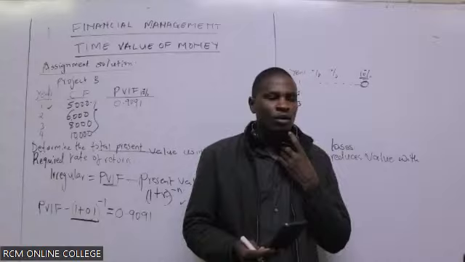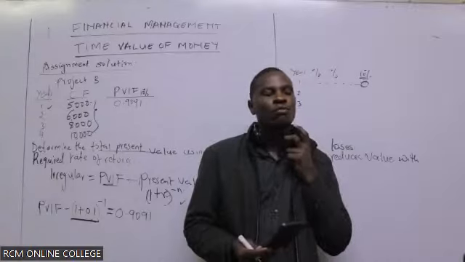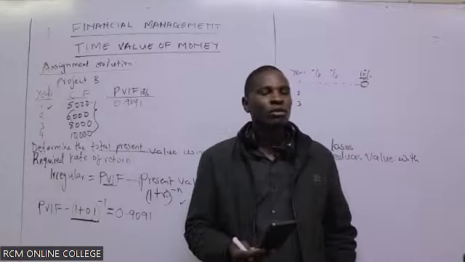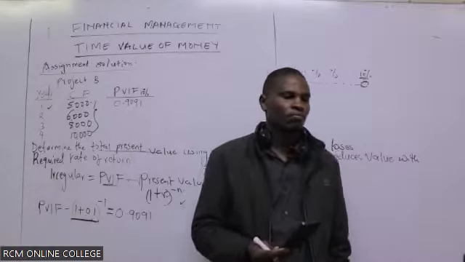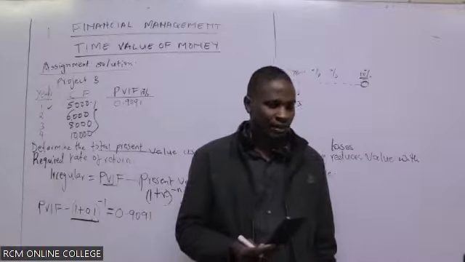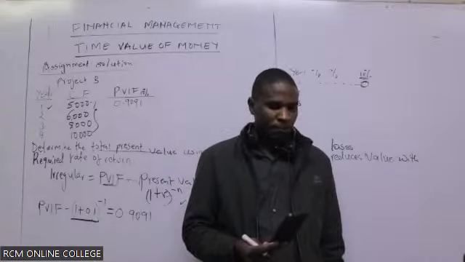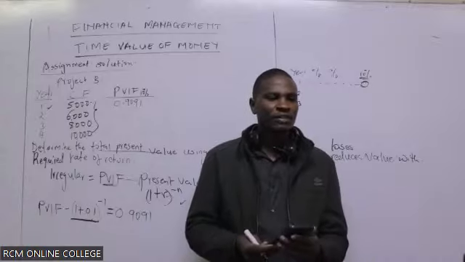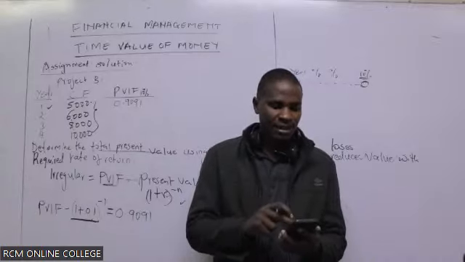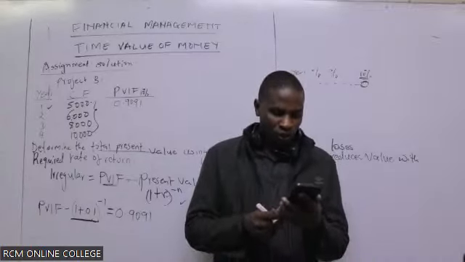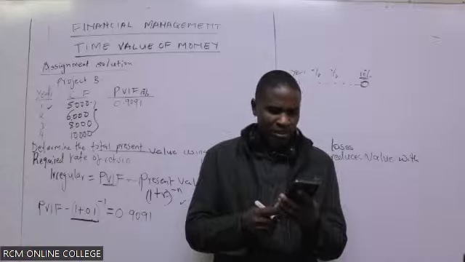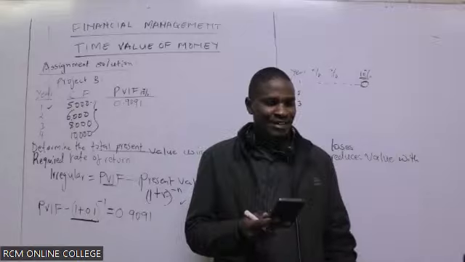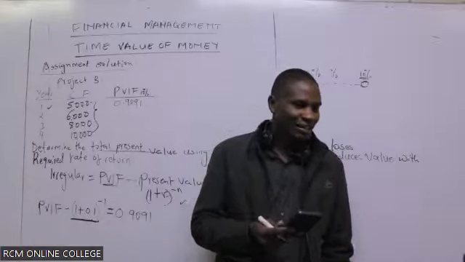13% 2 years. What is the PVIF of 13% 2 years? Somebody using the table. I want somebody using the table. What are we getting? 0.7831, 13%. I hope Gathoni, you have used the table. 13% 2 years. What about Jen?